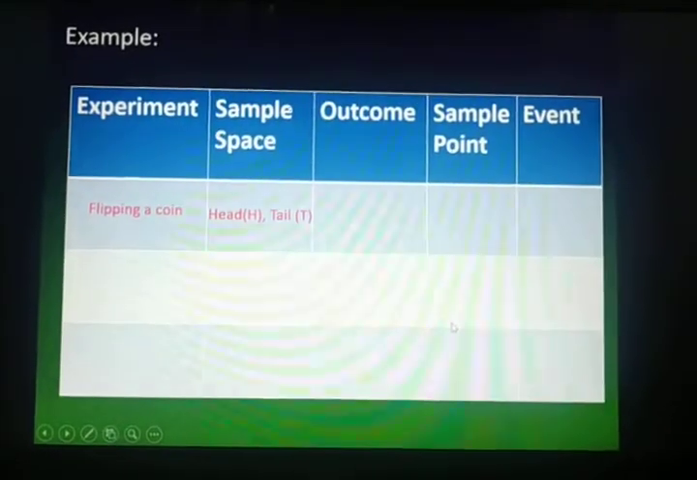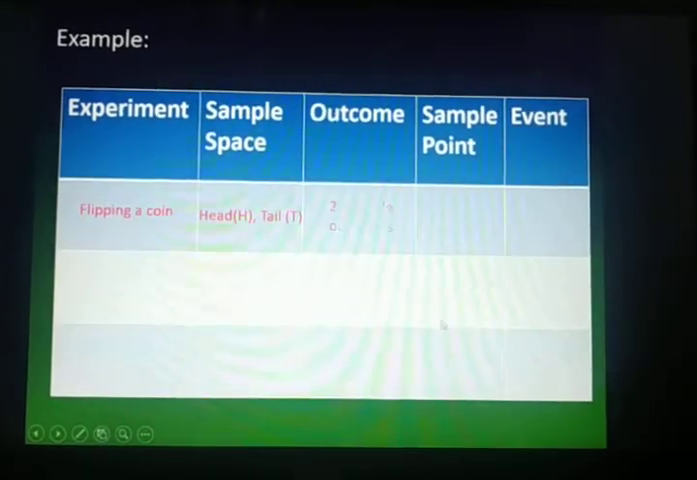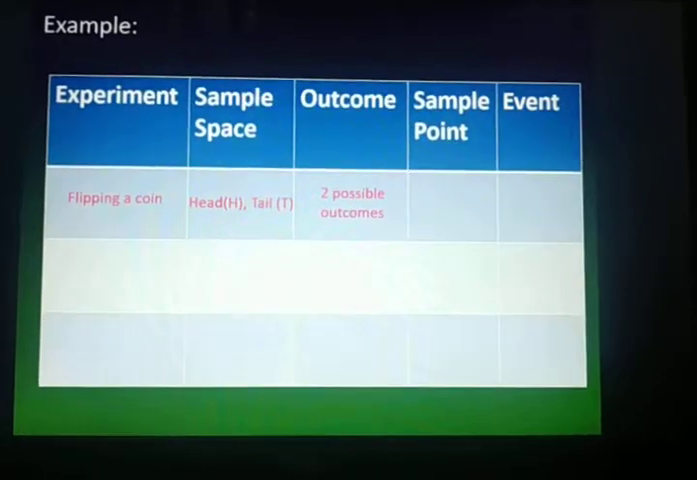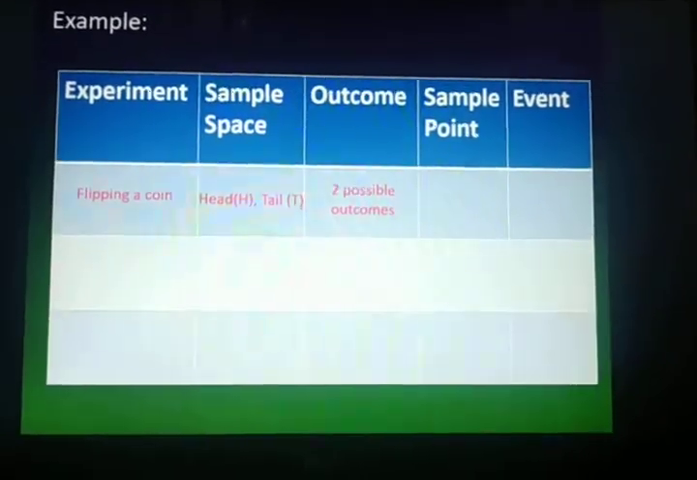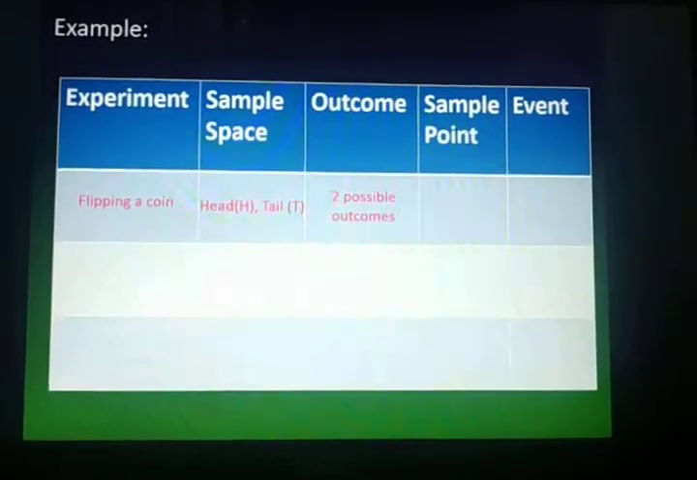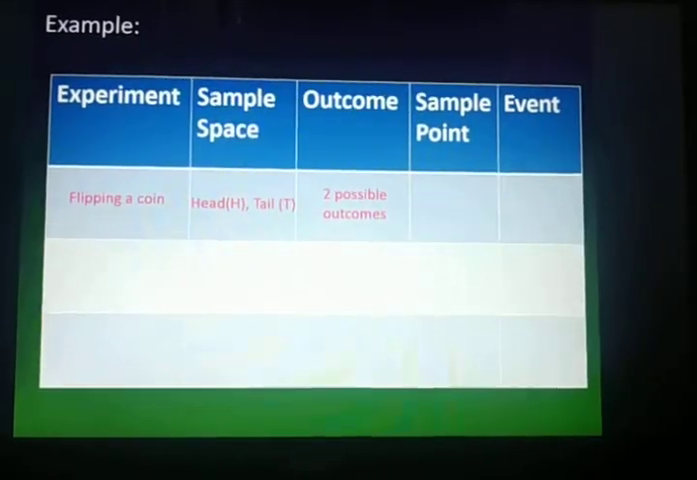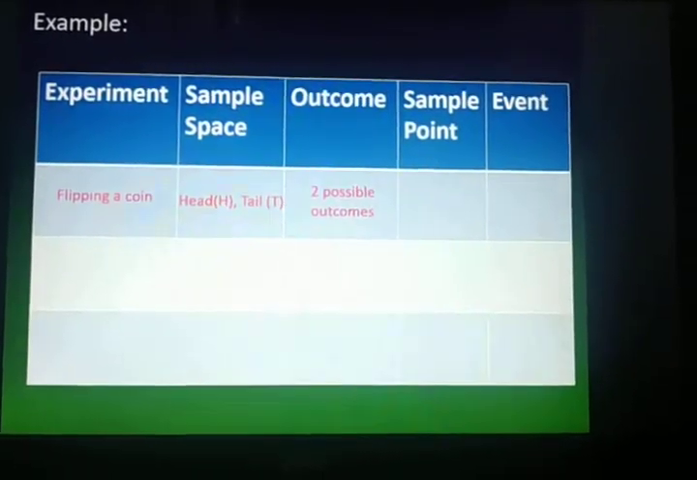So, outcome. Two. So, the outcome is the number of possible outcomes. How many can come out when you flip a coin? So, two. It's either a head or a tail.